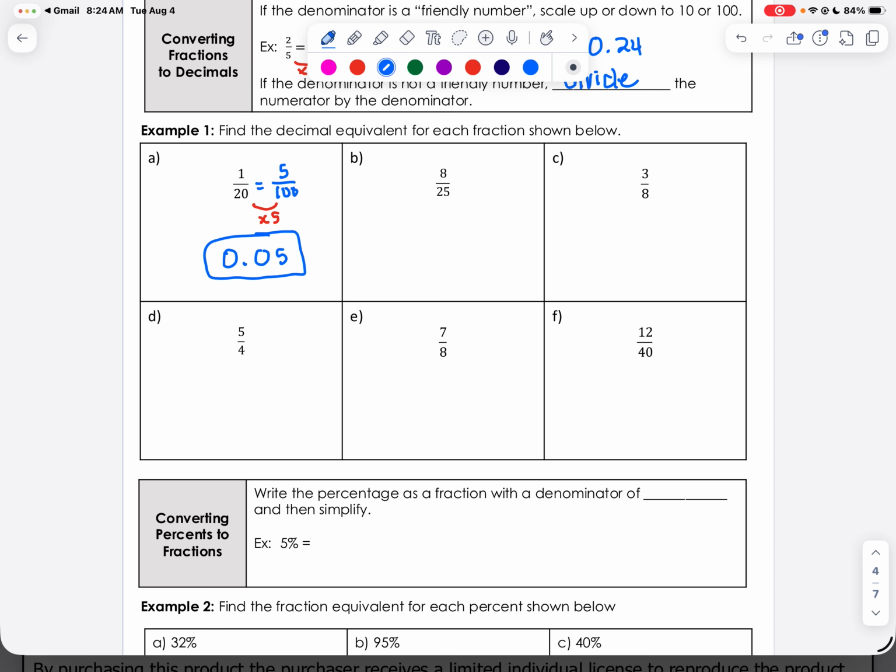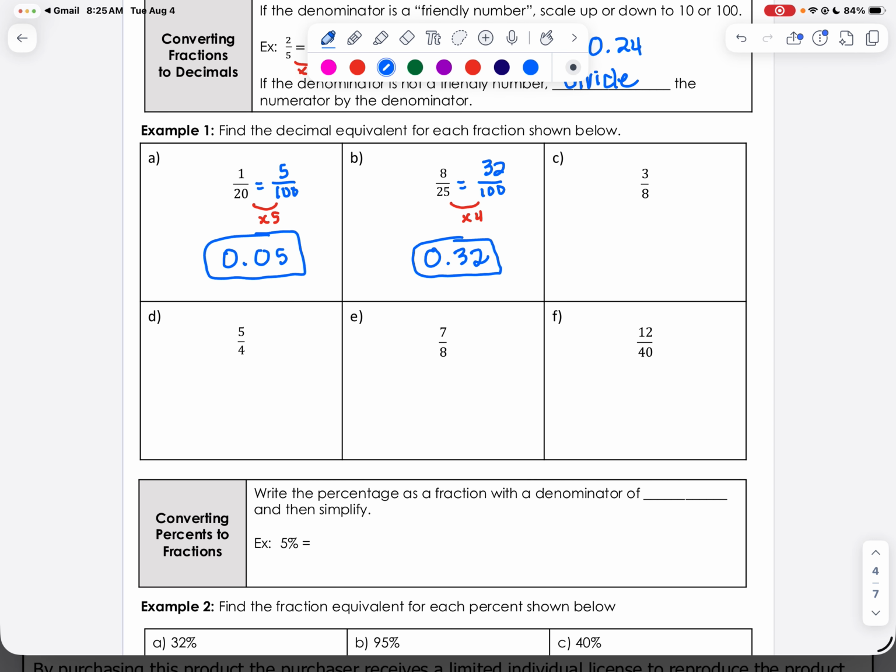Our next fraction is 8/25. I notice that my denominator is 25, which will easily scale to 100 if I multiply it by 4. So if I multiply the denominator by 4, I must multiply the numerator by 4. And 8 times 4 would give me 32. So 32/100ths is written in decimal form as 0.32. So the fraction 8/25 is equivalent to 0.32.